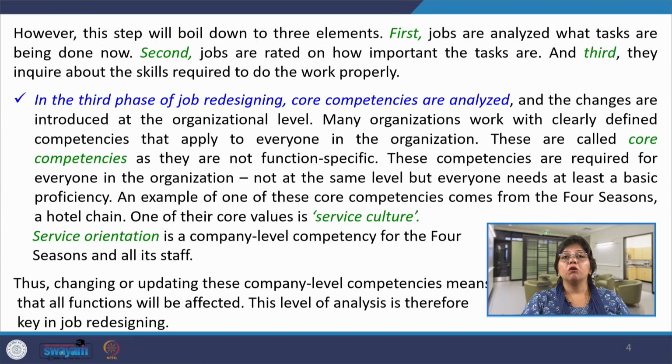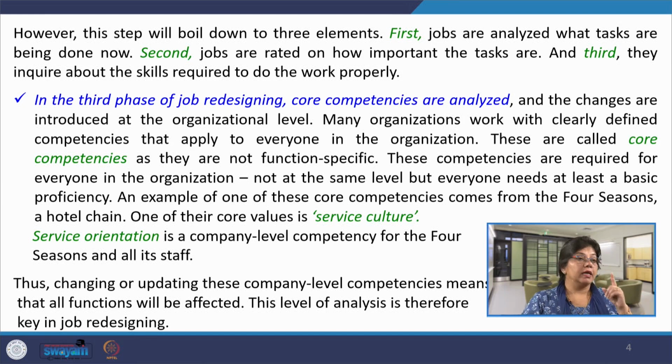Thus, changing or updating these company level competencies means that all functions will be affected, and this level of analysis is therefore key in job redesigning. As I mentioned just now, if one key competency has to be revised, then it has to be revised across the organization, right from top to bottom, and it will affect the whole functioning of the organization.